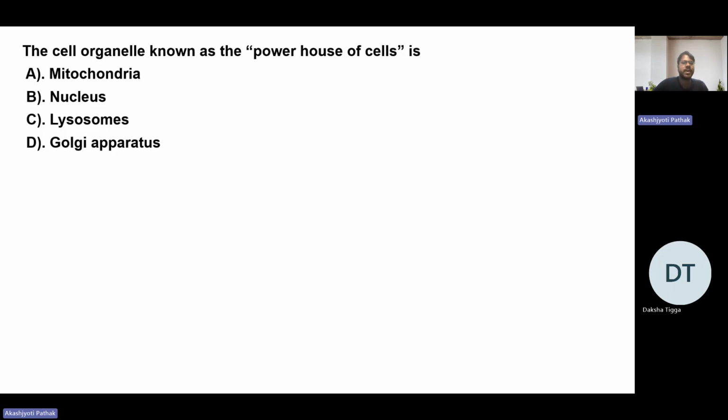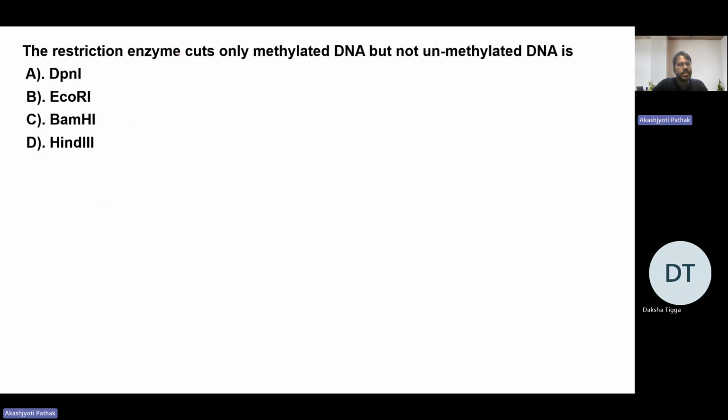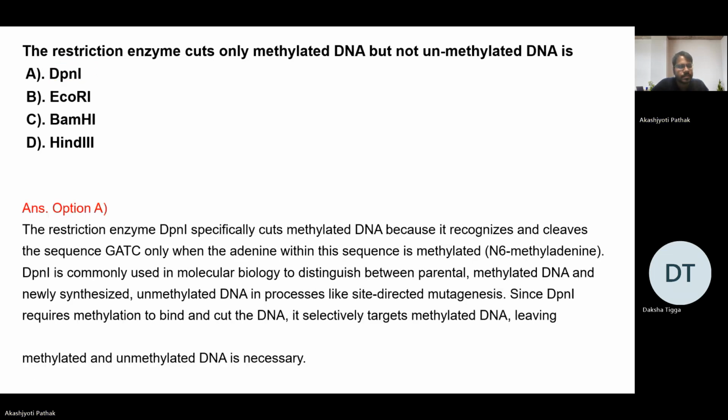Cell organelle known as powerhouse of the cell is mitochondria. This is known. The restriction enzyme cuts only methylated DNA, but not unmethylated DNA. So remember this. This is DpnI digestion, which is commonly used for site-directed mutagenesis, for digesting the parental plasmid. Okay, answer is option A.